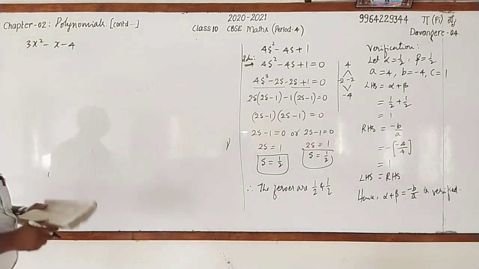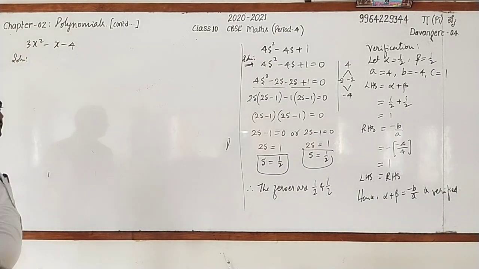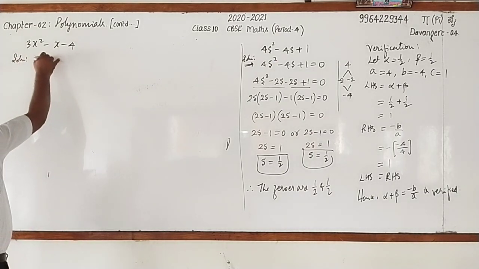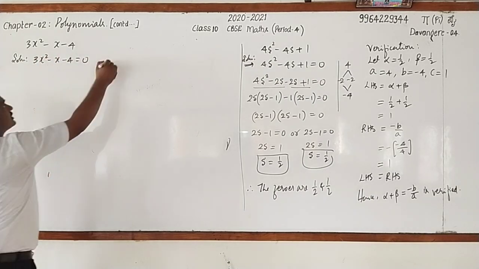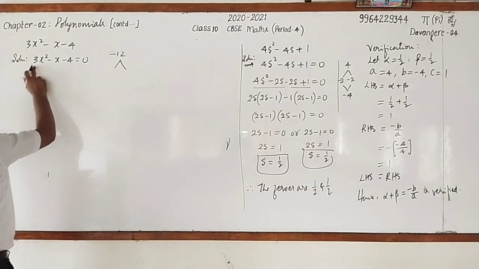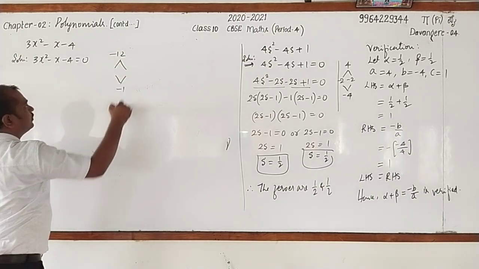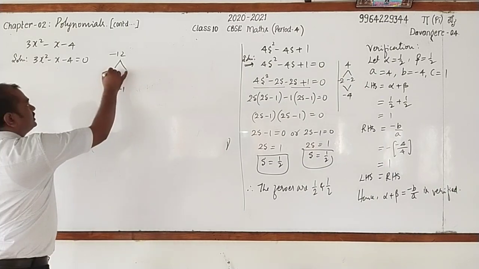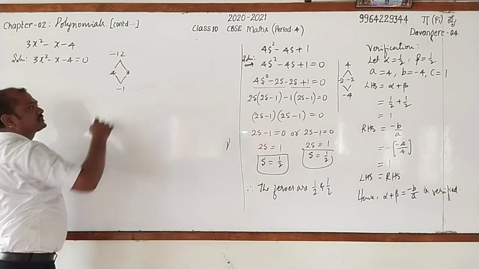It is in standard form. First, you are going to find out the zeros of this polynomial. So 3x square minus x minus 4 should be equated to 0. Multiply first and last term. 3 into minus 4, it is minus 12. Middle term is minus 1. Then what are the factors? See that 4 and 3. 4 3s are 12. 4 plus 3, 7.